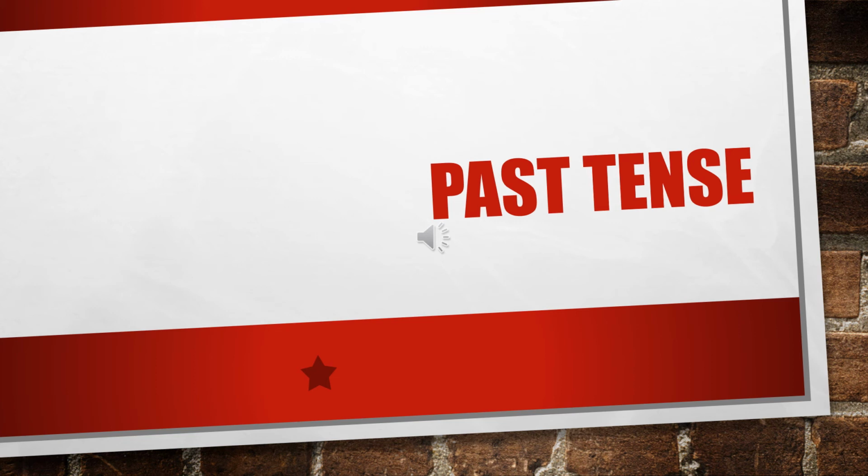Some verbs do not take D or ed after it, but change completely. Examples, is becomes was, teach becomes taught, and sell becomes sold. Some verbs do not change at all. Example, cut, cut, hit, and hit.